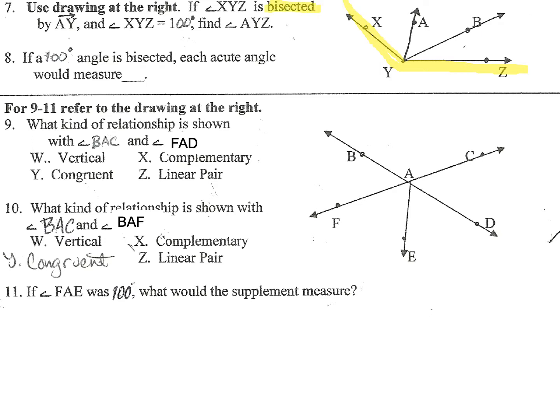That's the key to that whole problem. This whole angle was 100, all of it, and it got bisected by AY. So that doesn't really look like the middle, but sometimes they draw them goofy. But if you bisect something, you are cutting it in half. So you're taking half of that 100 degrees. And so that side would be 50, and this side would be 50. And so AYZ, that part right there, is going to be 50 degrees.